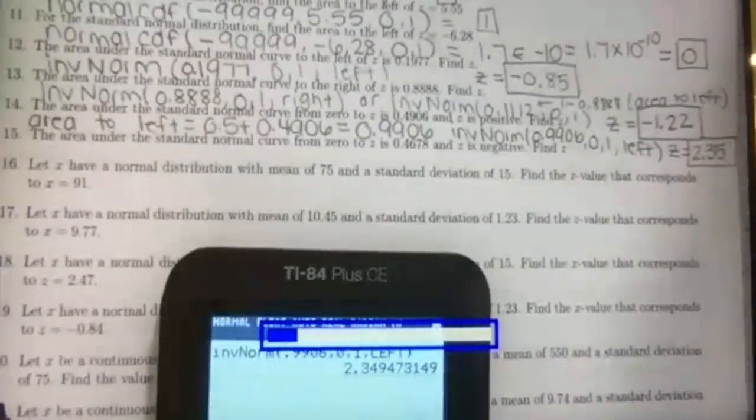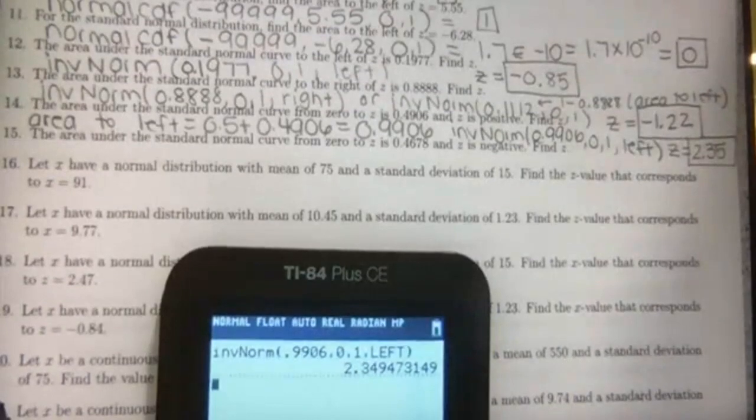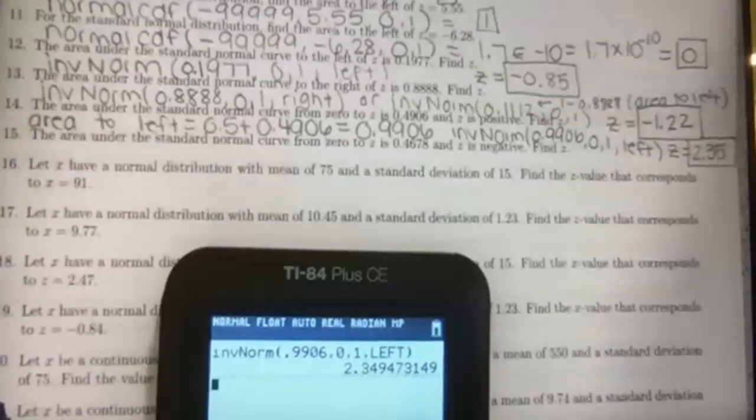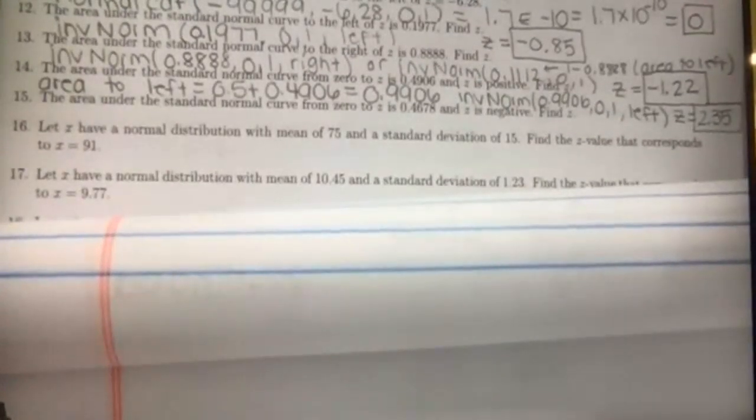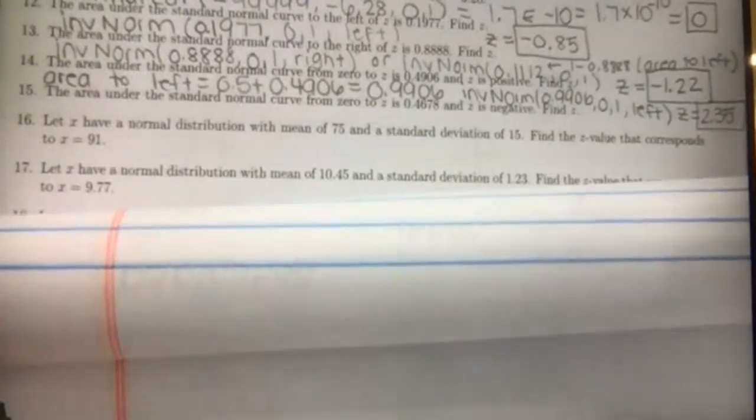So same concept for number 15, but 15 is when z is negative. So find the area under the standard normal curve from 0 to z is 0.4678, and z is negative. Find z. I use my picture to help me see, do I add or do I subtract, or how do I find that area to the left? So this is my normal curve. In the middle is my 0. Z is negative, so z is going to be on the left-hand side.